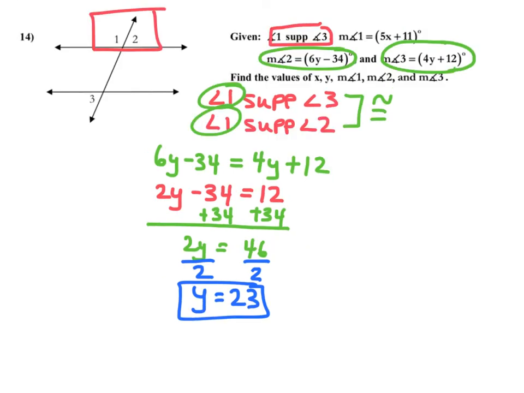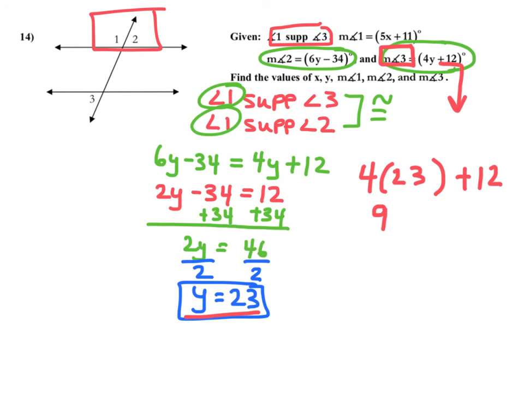Okay, so next I have to solve for x. So what I do know is that y is 23, so I'm just going to plug that in to either one of my angles. It doesn't matter if it's 2 or 3. And I'm going to find what the measure of angle 3 is. Okay, or what the measure of angle 2 is. So I'm plugging in 23, and then plus the 12. So 4 times 23 is 92. And plus 12 is going to give me 104. Okay, so both angles 2 and 3 are 104 because they're congruent.